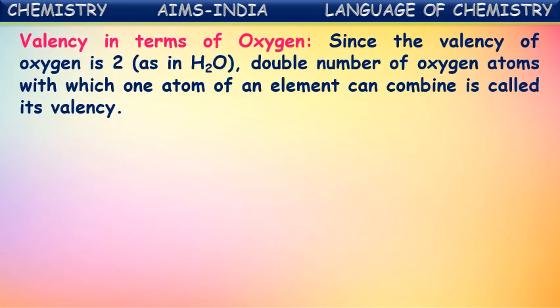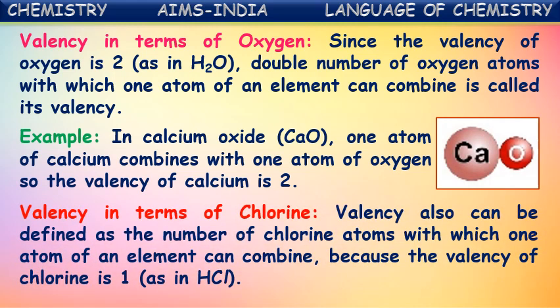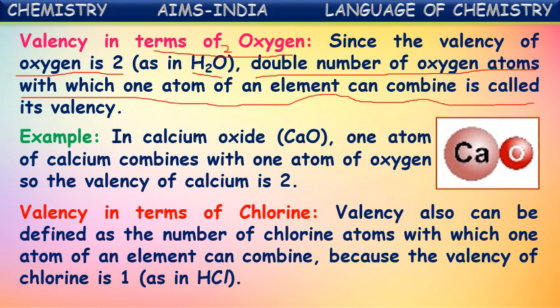Now we take valency in terms of oxygen. Previously we studied valency in terms of hydrogen, right? Now we are studying valency in terms of oxygen. How can we define it? The valency of oxygen is 2, which we should remember, as in H2O, because oxygen can combine with only two hydrogens. We take that as the reference. Double the number of oxygen atoms with which one atom of an element can combine is called its valency.